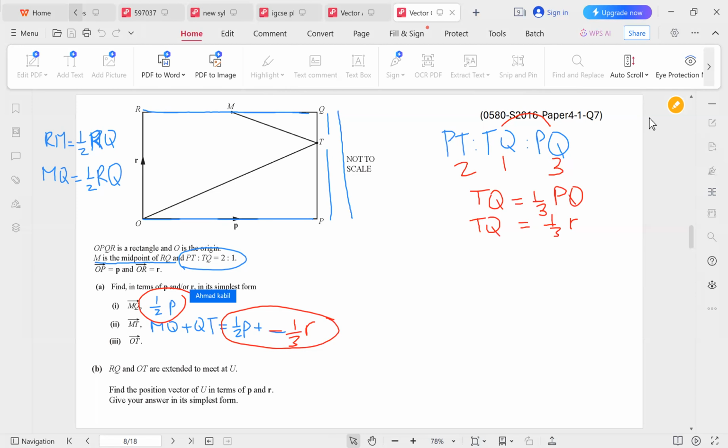Finally, we want to find OT. So OT would be OM plus MT, I'm sorry, OR plus RM plus MT. Now, OR is simply vector R. RM is half RQ, which we said is equal to half P. And MT is half P minus 1 over 3 R from the answer to double I. So this would be half P minus 1 over 3 R. Now, R plus half P minus 1 over 3 R would be 2 over 3 R plus half P.